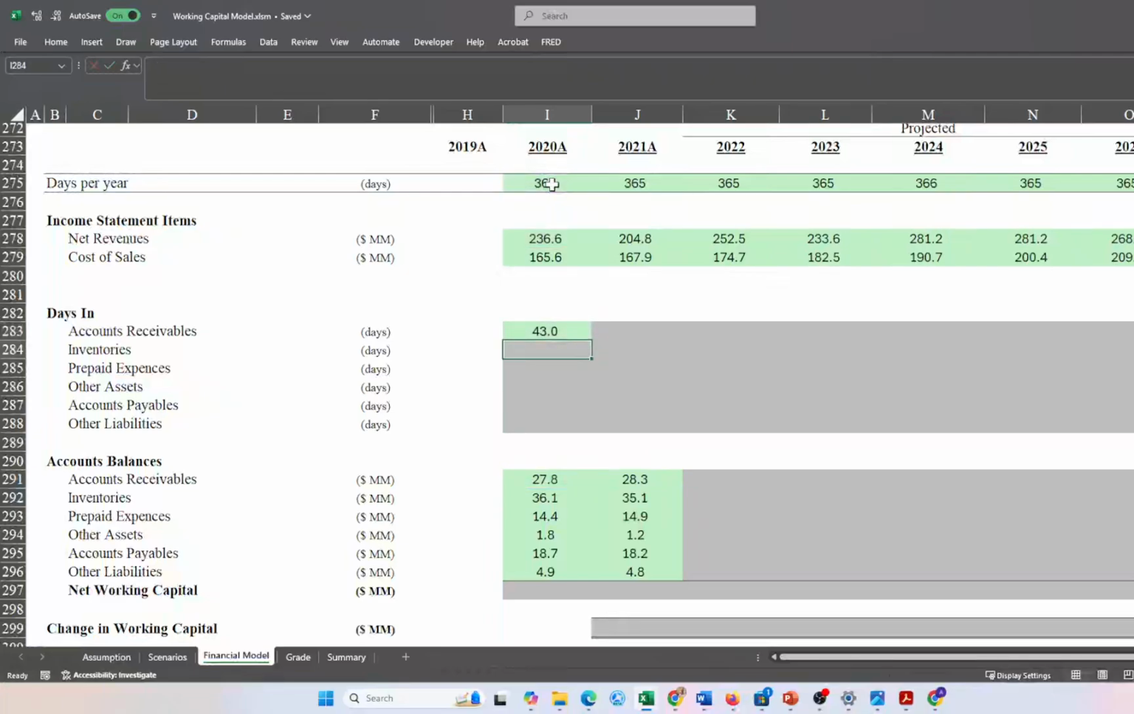And then that's going to give me, on average, it took me 43 days to collect. I'm going to go over 1. And then that just gave me our accounts receivable for the days in for the last 2 recorded years. Okay, inventories, prepaid expense, other assets, accounts payable, and other liabilities.